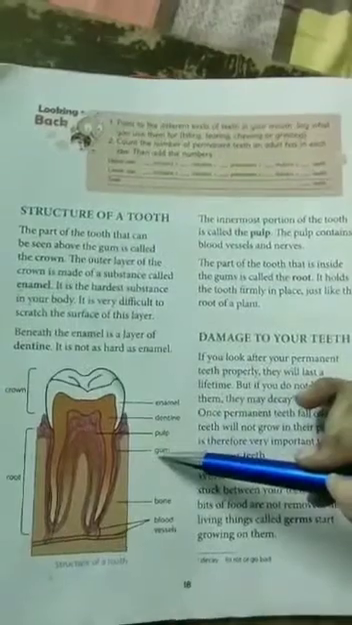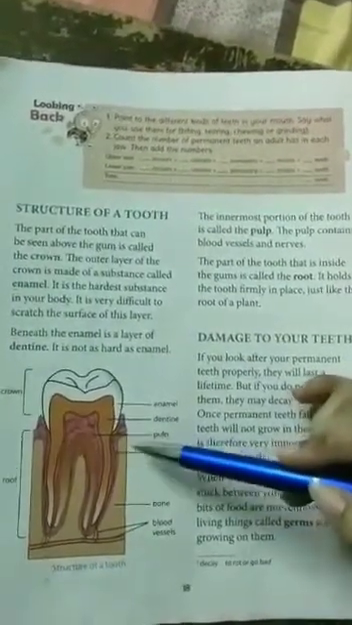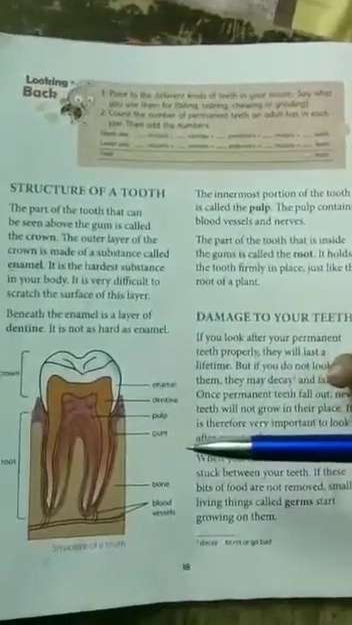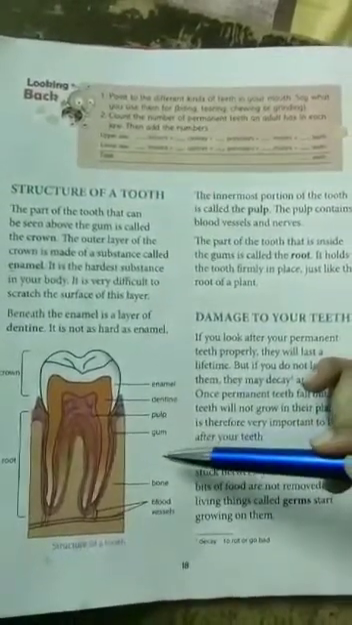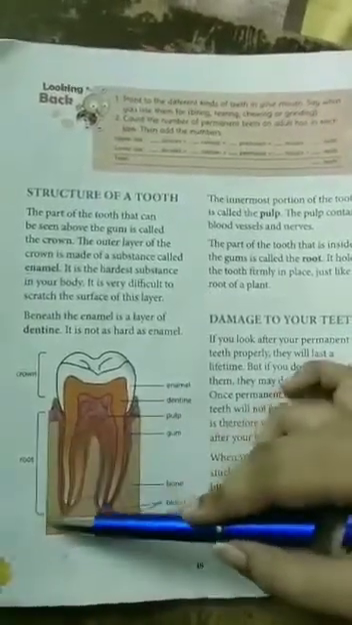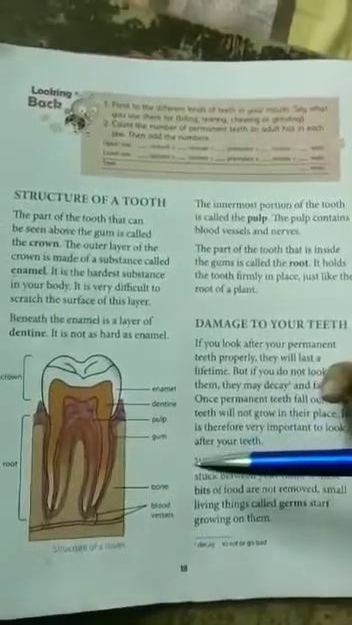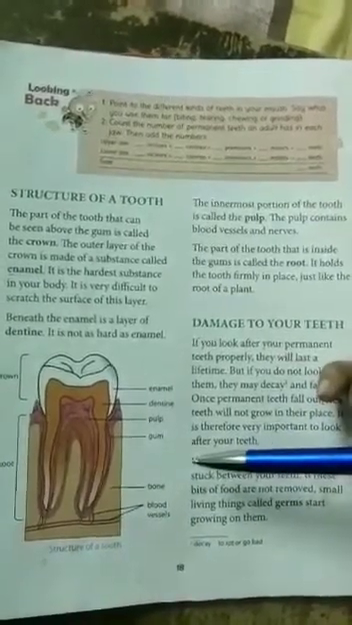The innermost portion of the tooth is called the pulp. The pulp contains blood vessels and nerves. The part of the tooth that is inside the gum is called the root. It holds the tooth firmly in place just like the root of a plant.